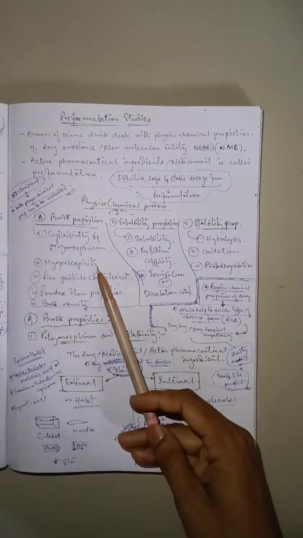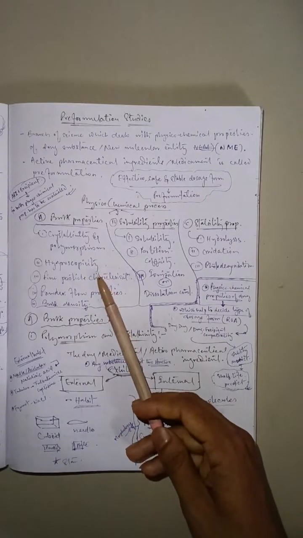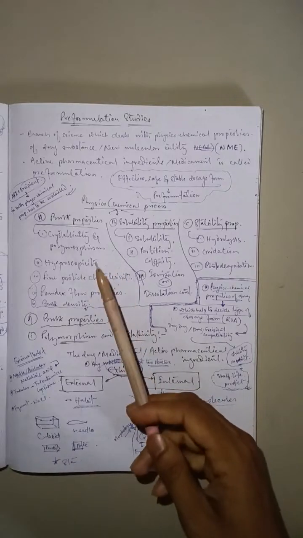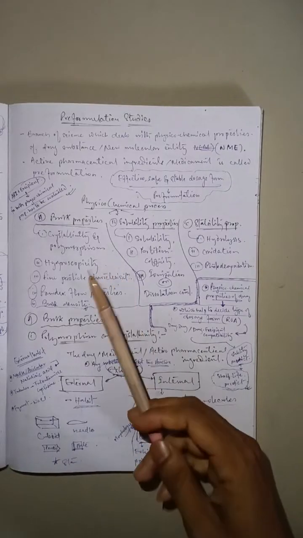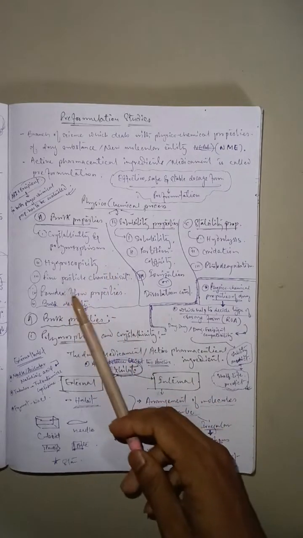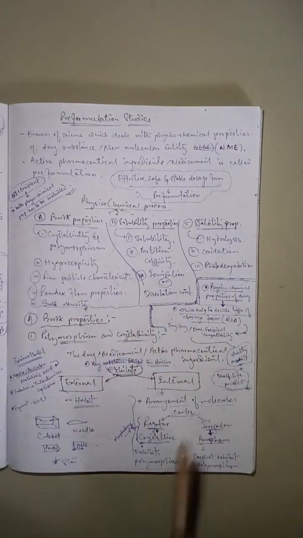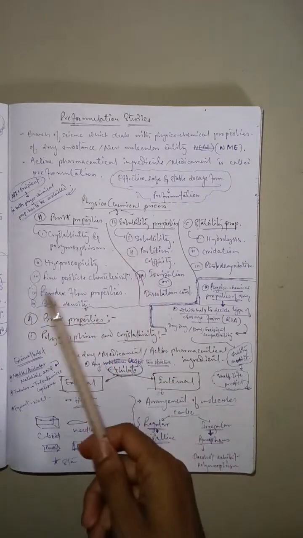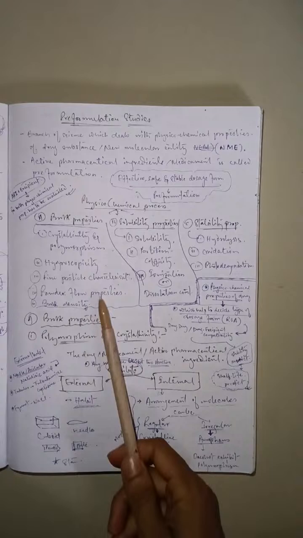Number two, hygroscopicity. What does hygroscopicity mean? Hygroscopicity means how much water it can absorb from the environment. Okay, next you can see fine particle characterization. Fine particle characterization means you have taken some substances, and using friction or any types of ball mill or hammer mill, you can particulate them. You have to make them small, smooth particles.